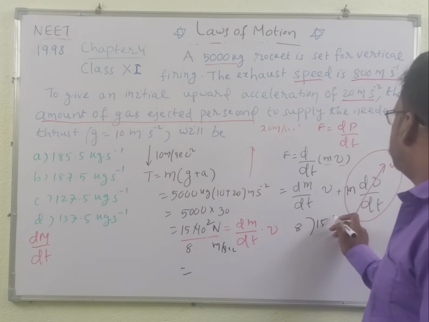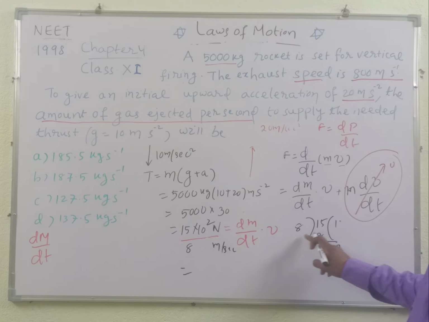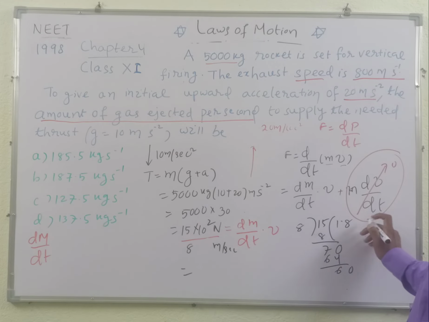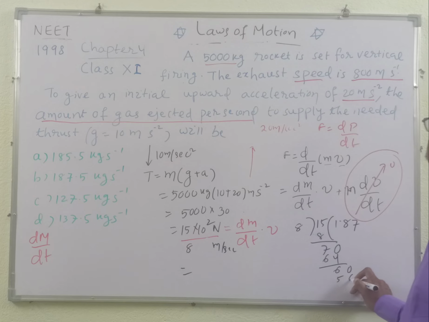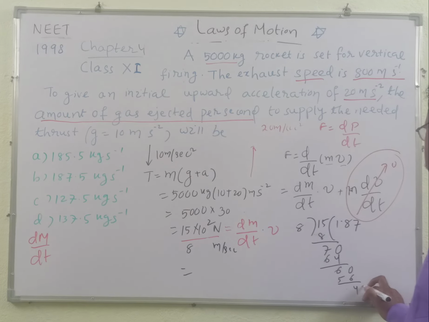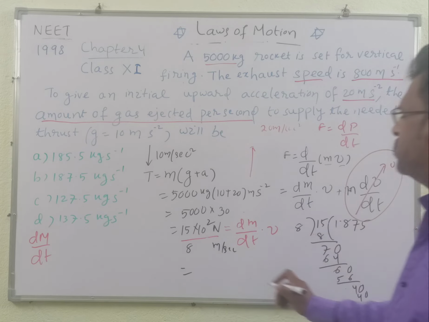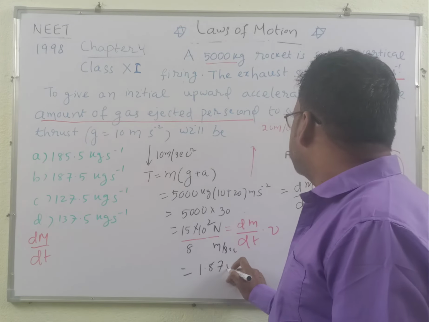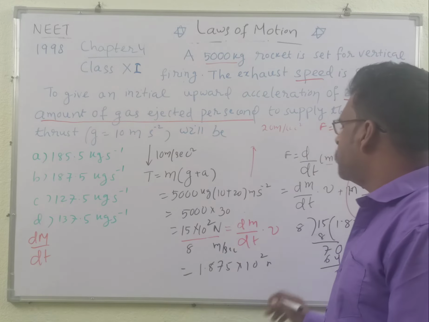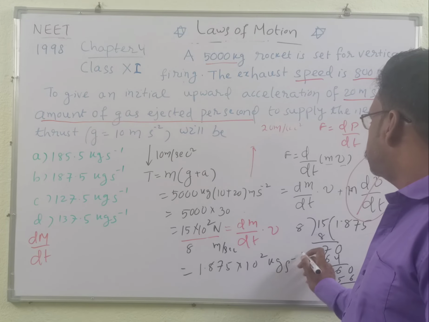Let us divide 15 by 8. This will become 1, 8, and this becomes 70. So this becomes 8 into 8, 64, and 60, 8 into 7, this becomes 56, and 4, and so on. This becomes 1.87, and this is 40, and 8 into 5 means 40. So, student, 15 by 8 means 1.875. Let us write here 1.875 into 10 to the power 2, Newton by meter per second, that is, student, kg per second.